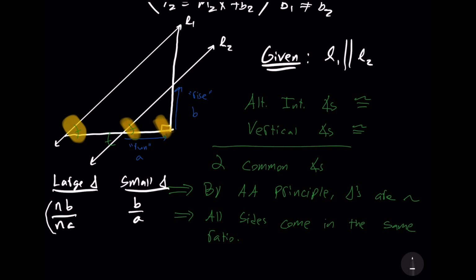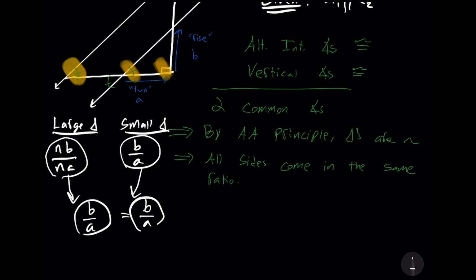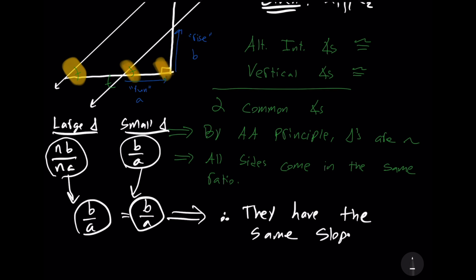So here's the large triangle, here's the small triangle. But if we take the large triangle, we can simplify that. So n divided by n is just 1, so that's b over a. And here we have b over a, and that's the same thing. So this implies, therefore, they have the same slope. Pretty cool. But the next proof is more algebraic, so to speak.